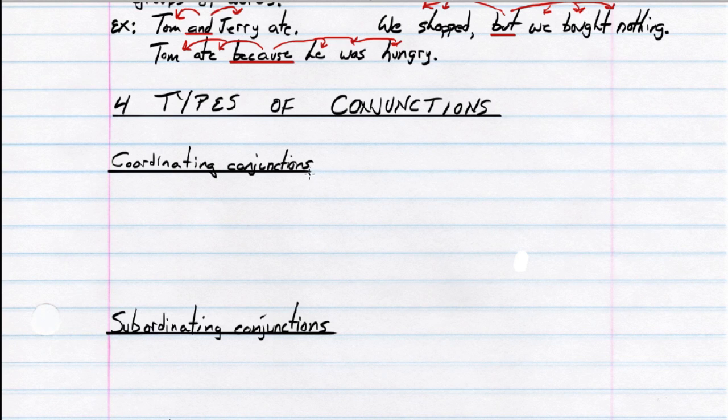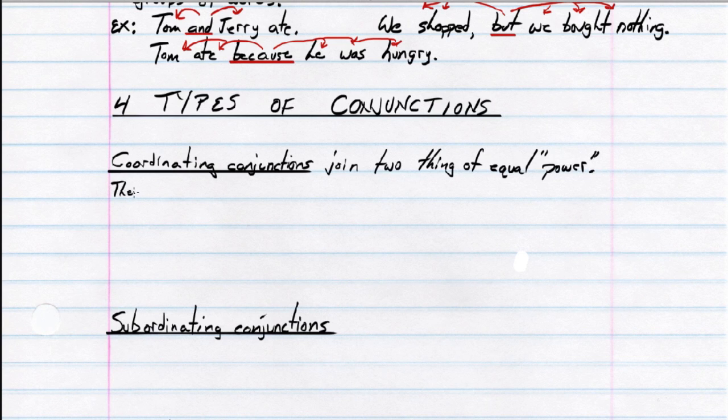So coordinating conjunctions join two things of equal power. And I'm going to put power in quotation marks here because we'll talk about that in a second, but they join two things of equal power.